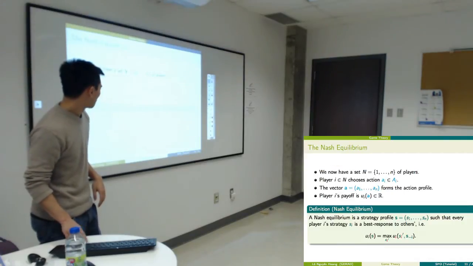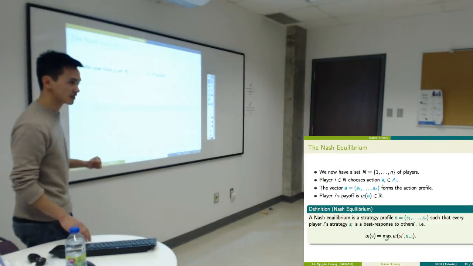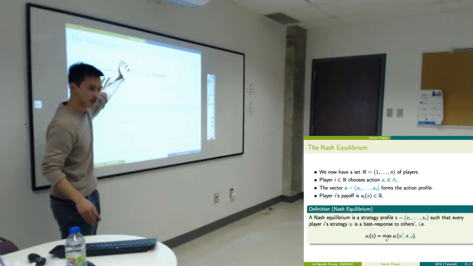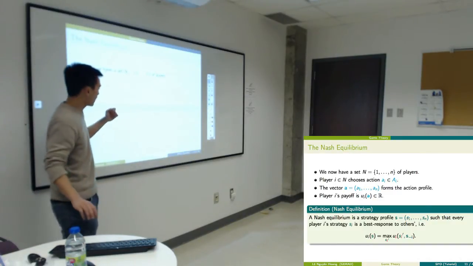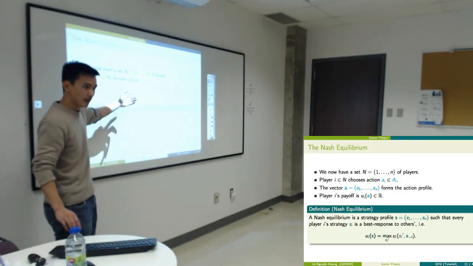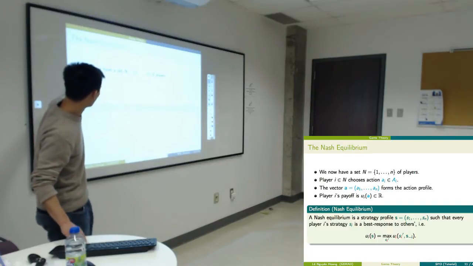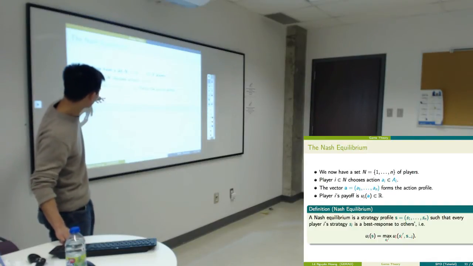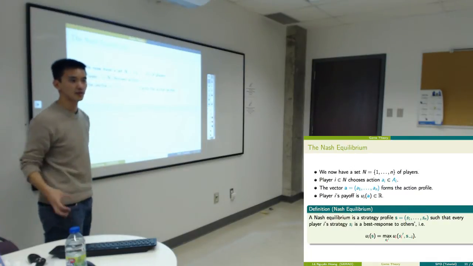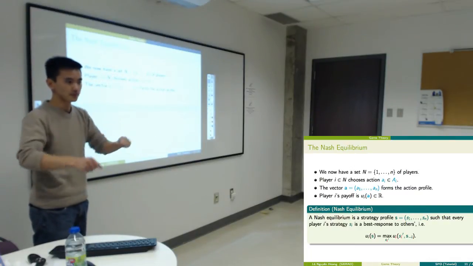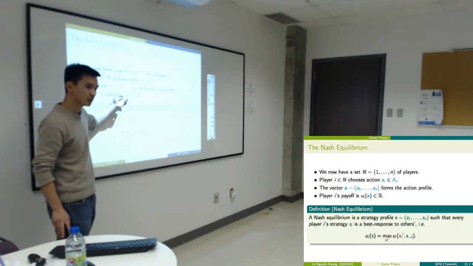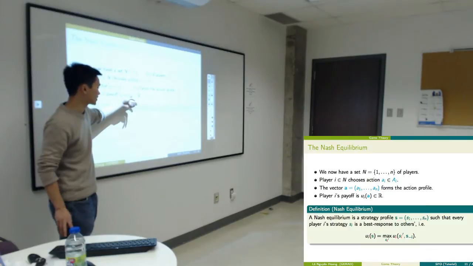Okay. Yeah, so here's the setting of John Nash. In John Nash's setting, there are many more players. You have a set N of players. And once again, each player can choose an action. We can group all these actions together as a vector. This is called an action profile. It's just putting all the actions of all the players together. And then you have the payoff, the gain of each player, which depends on the action profile.